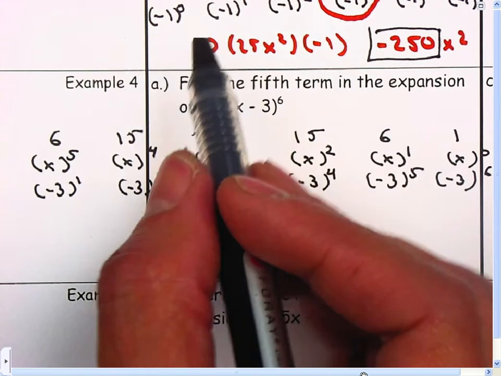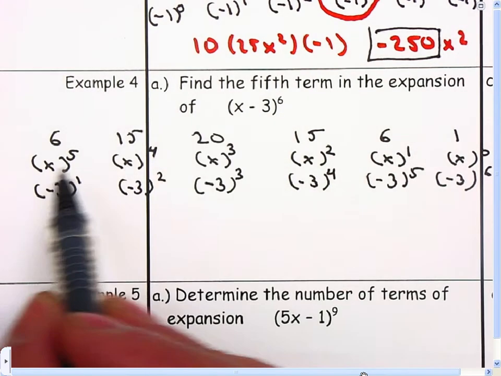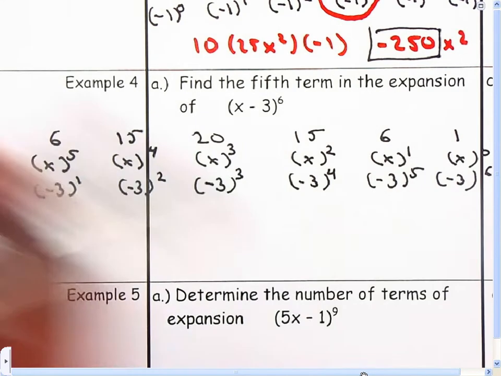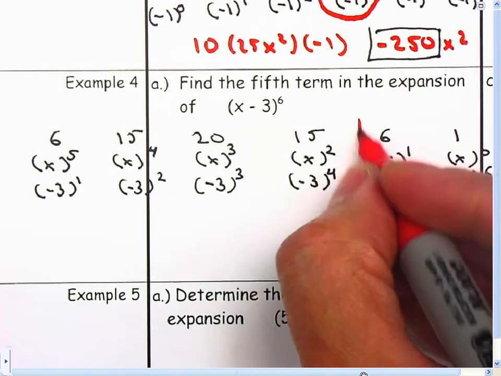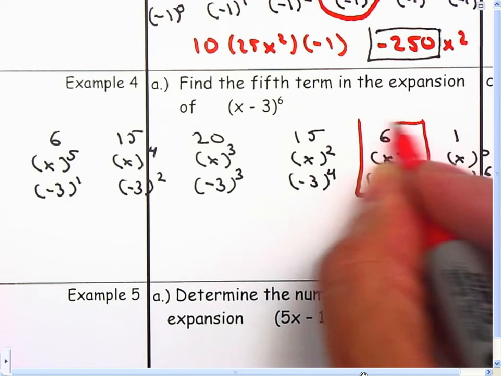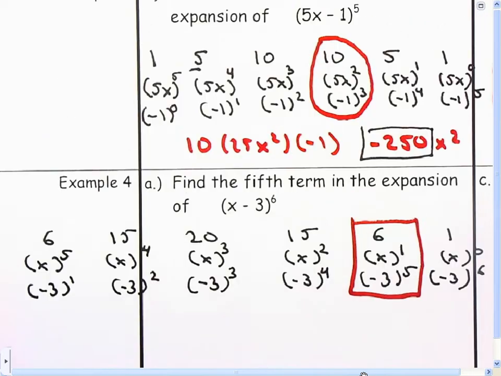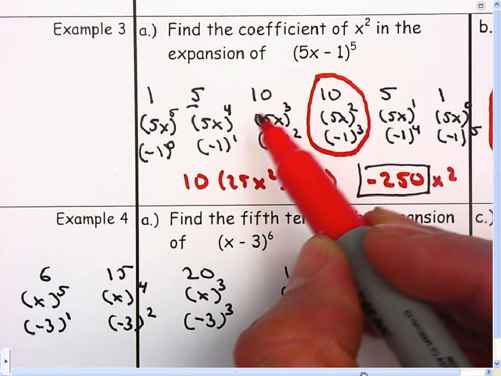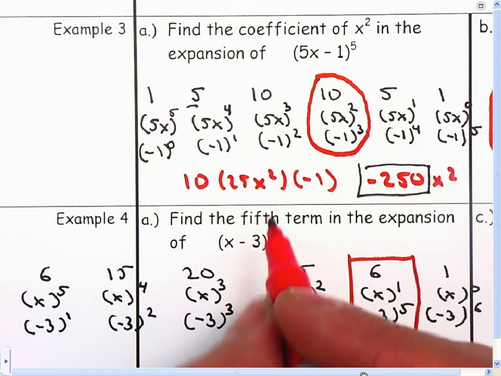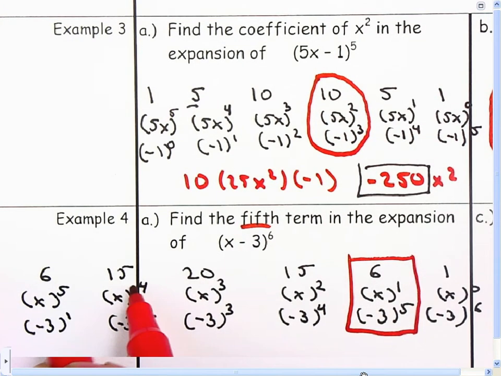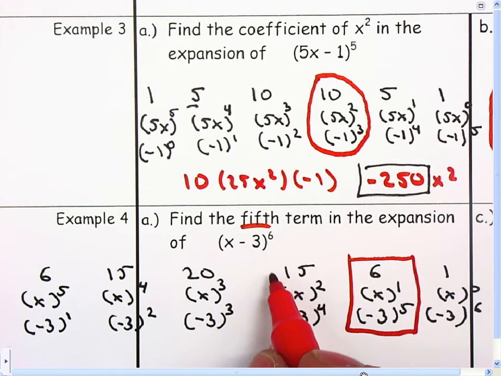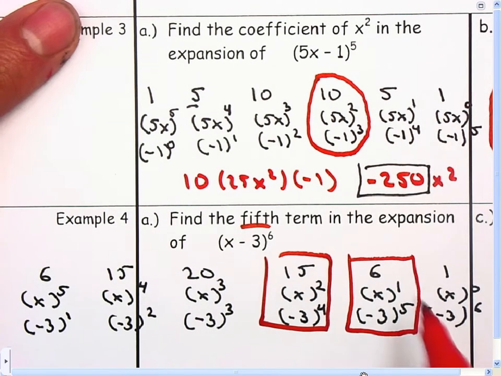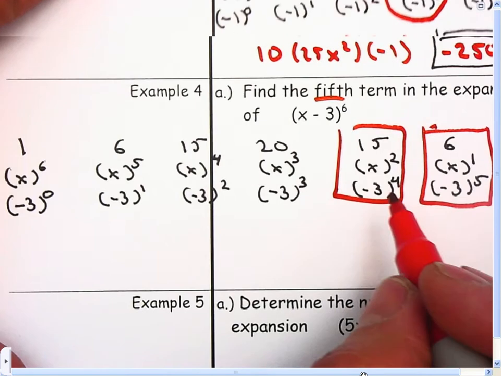I'm looking for the fifth term. First term, second term, third term, fourth term. So this will be the fifth term. Notice the different type of question from the previous problem. In the previous one, I was looking for the coefficient of x squared, so I was looking for an x squared. On this one, I'm looking for the fifth term. So you just have to count 1, 2, 3, 4. And I missed actually. This is the one, fifth term. So I'm looking for the fifth term, which is this one right here.